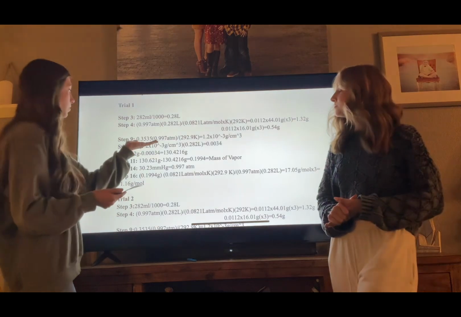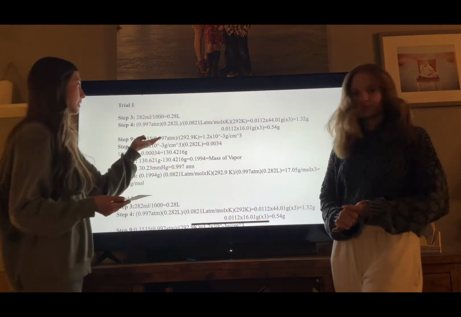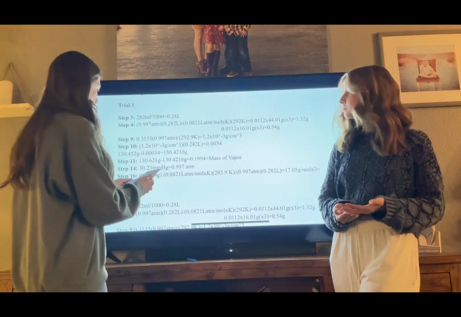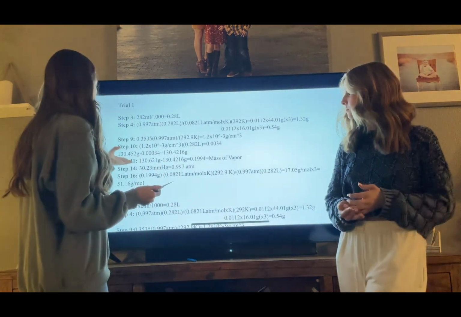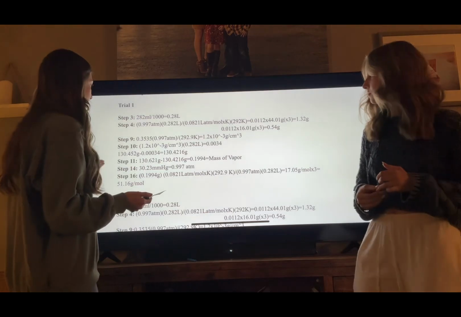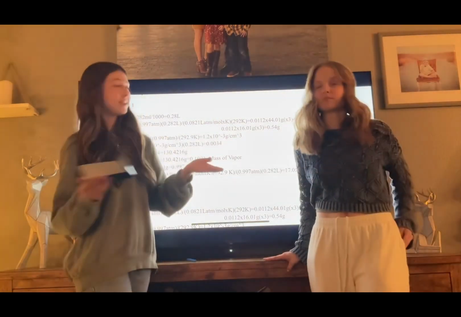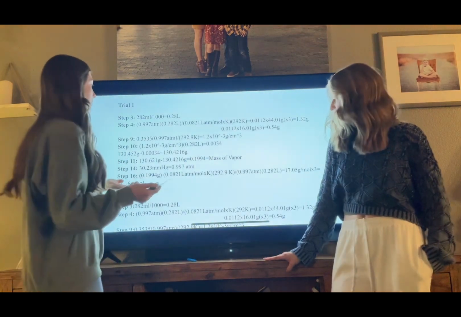And then we also used the constant of 0.997 ATM, which we got from the Weather Channel for the pressure of the day. And in step 10, we used D is equal to M over V to find the density, or I'm sorry, the mass of the ice that we were using and the mass of the flask.